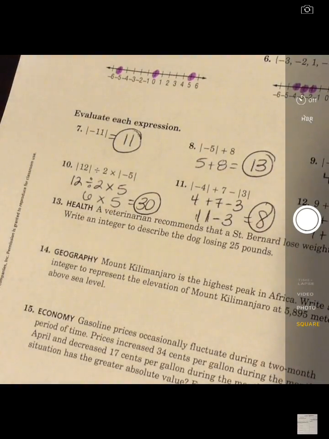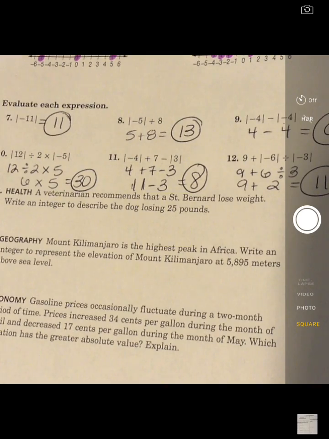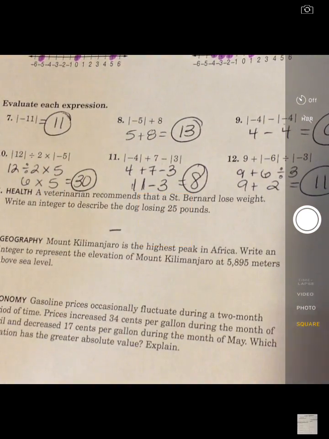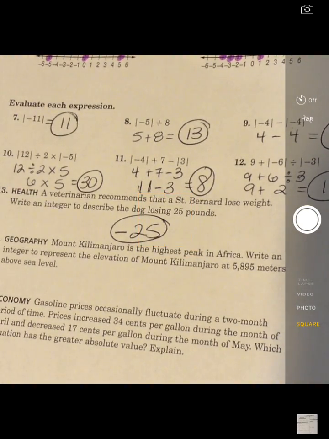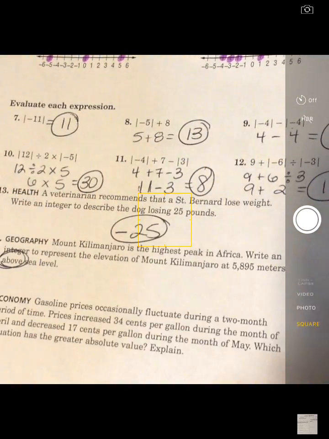A veterinarian recommends that a St. Bernard lose weight. Write an integer to describe losing. Losing would be subtracting 25. Mount Kilimanjaro is the highest peak in Africa. Write an integer to represent the elevation where it is above sea level. Well, that would give me a positive 5,895.